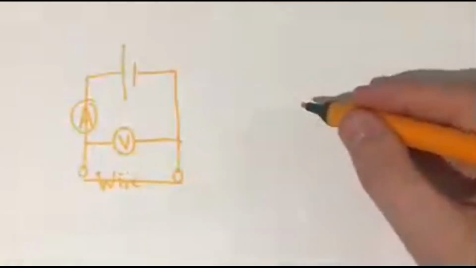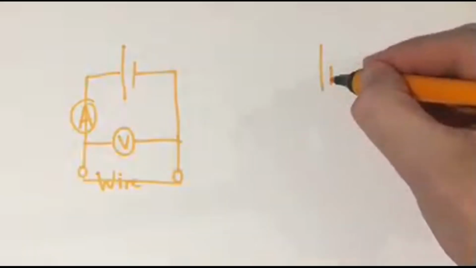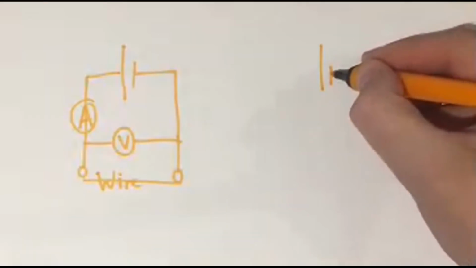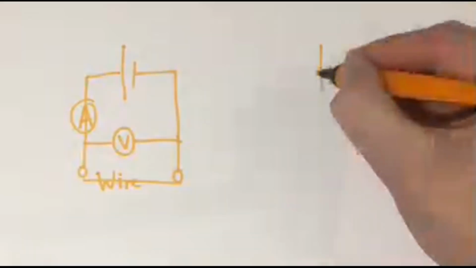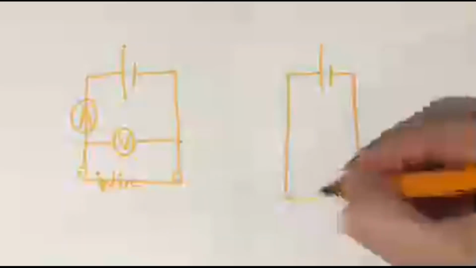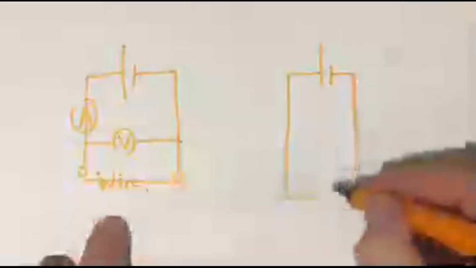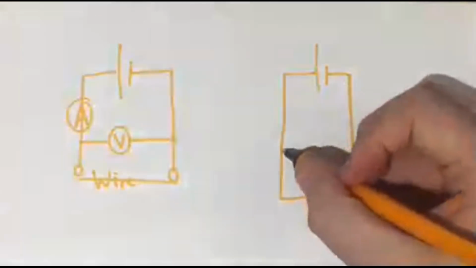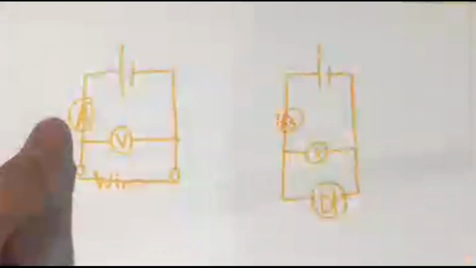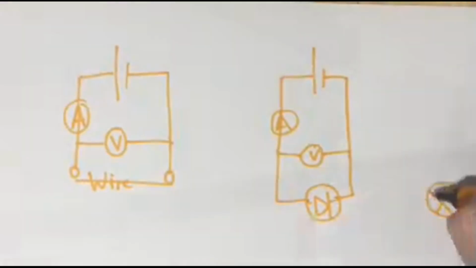The other version is that instead of having that wire there, you replace it with something like a diode. Yeah, conventional current, that works. Then I can have the voltmeter there, the ammeter there, exactly the same. But instead of the wire, you've got a diode now, or you could put in a filament bulb.